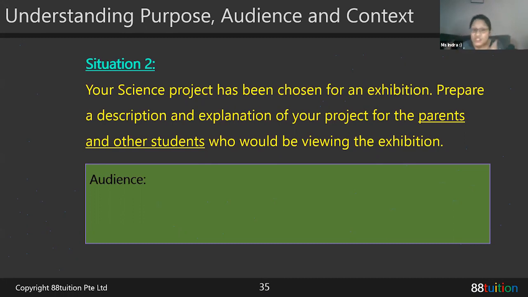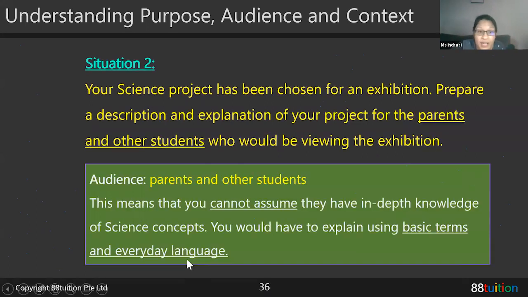Okay, parents and students, right? So very good. Okay, parents and other students. Okay, this means that good job as well, Emma. This means you cannot assume that they have in-depth knowledge, okay, because they are just a normal person. They may not have the kind of knowledge that a science person may have, right? So you need to use basic terms and everyday language.